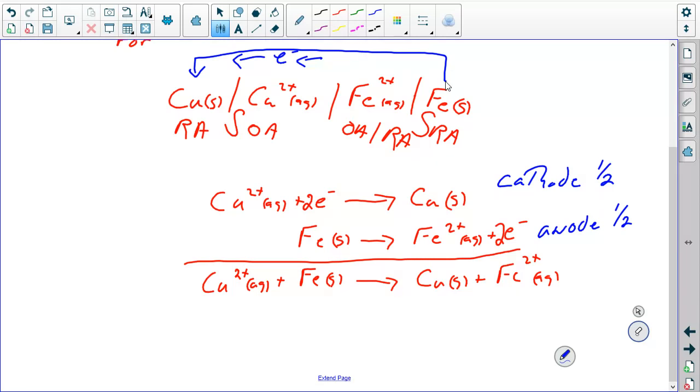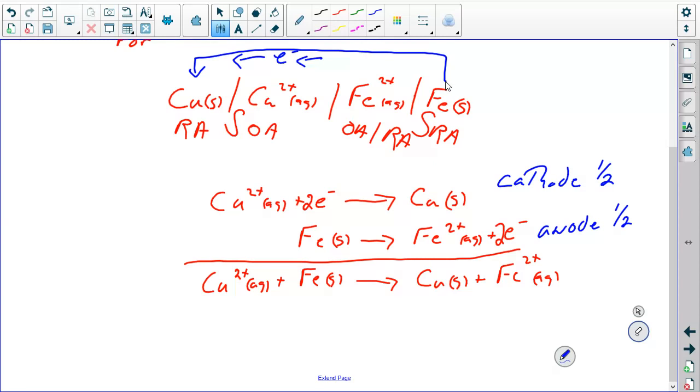Okay? So we have our cathode half reaction, also called our reduction half reaction. You have your anode half reaction, also called our oxidation. This is the net cell potential, or the net cell reaction.